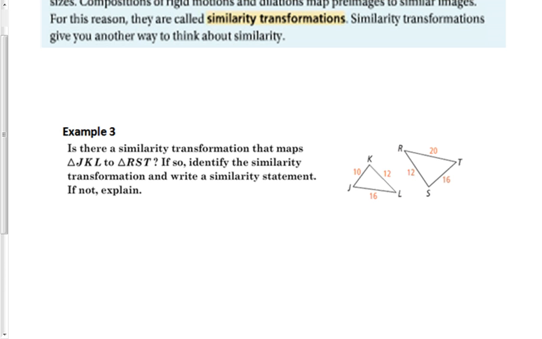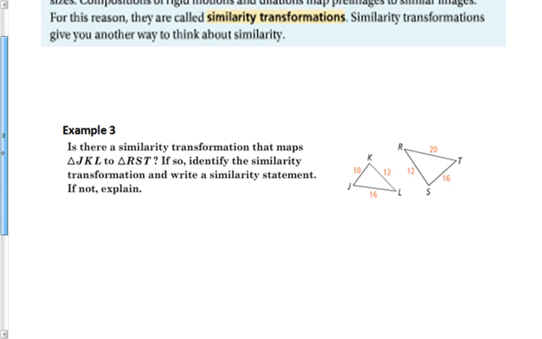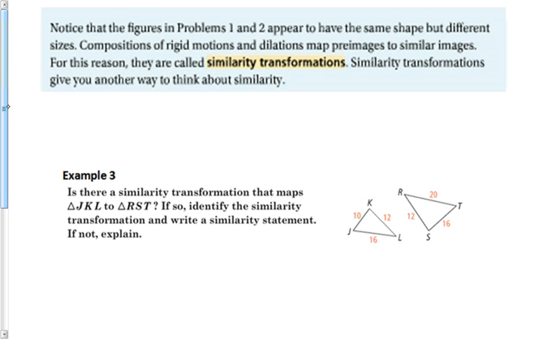All right, so let's finish up by talking about if we are figuring out if something is similar or not, if there's a similarity transformation that we could use. It says, notice that the figures in problems 1 and 2 that we just talked about appear to have the same shape but different sizes. Compositions of rigid motions and dilations map pre-images to similar images. For this reason, they are called similarity transformations. Similarity transformations give you another way to think about similarity.